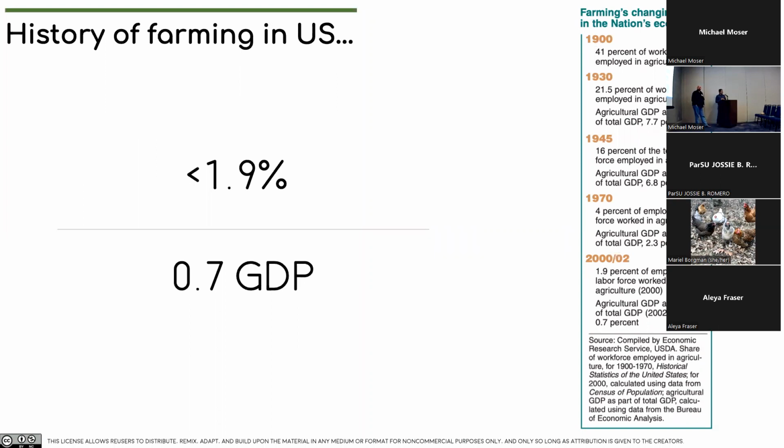Cool. History of farming as we know it, as you can see from the 1900s all the way to 2000, there's been a dramatic change. Less than 1.9% of the people actually work in agriculture, and about 1% of that is in agritourism. So a real small component. But we feel there's an opportunity to change all of this.